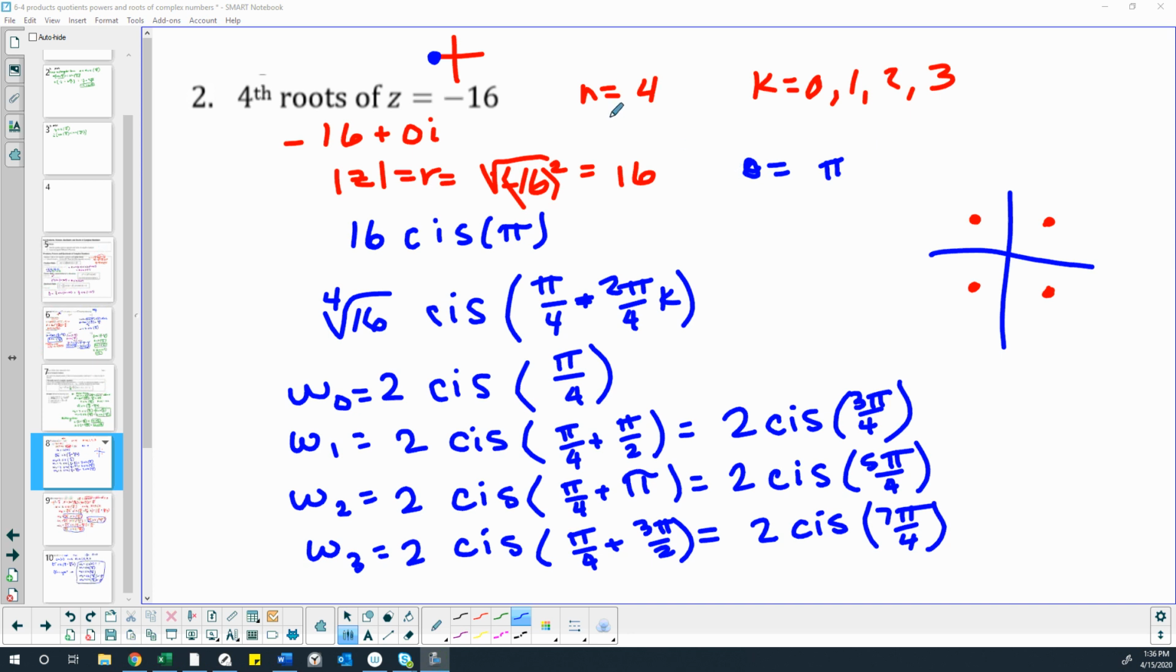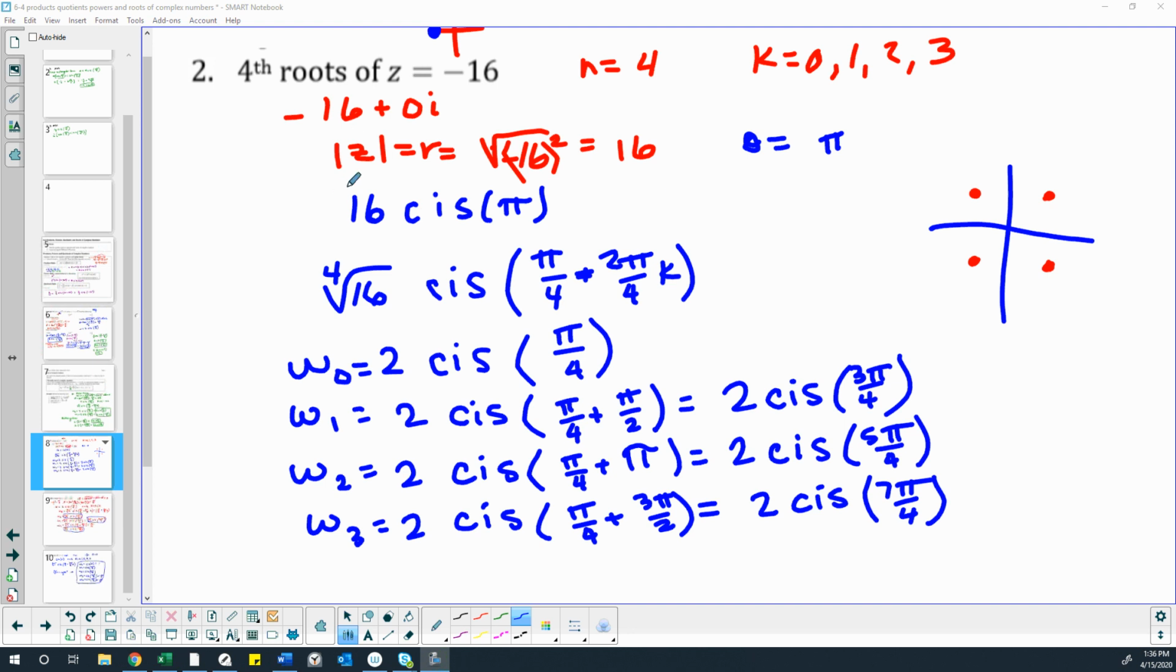The angle is theta, and I found that just by graphing our point. The real point is the x value, the imaginary point would be the y value. So that would be the inverse tangent of 0 over negative 16, which would be the angle pi, because the tangent of 0 is 0, but pi is where that point is located. Okay. So here is the polar form for the rectangular coordinate of the complex number z equals negative 16.